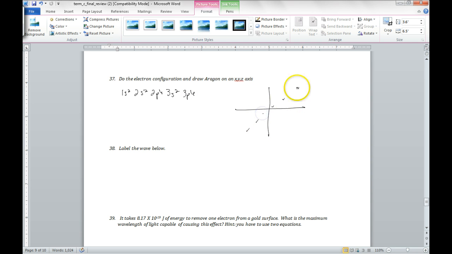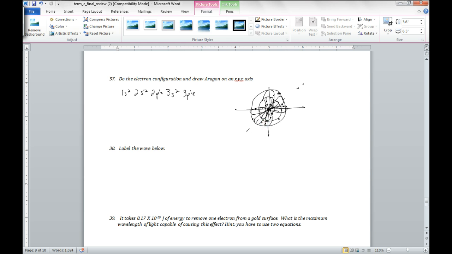So we have our XYZ axis. So first one is 1s. Then we have our 2s, 2px, 2py, 2pz. Then we have our 3s. Hoping you can draw the electrons on all these. 2 electrons on the s. And then we have our 3px, 3py, 3pz. And that's exactly how it would look.